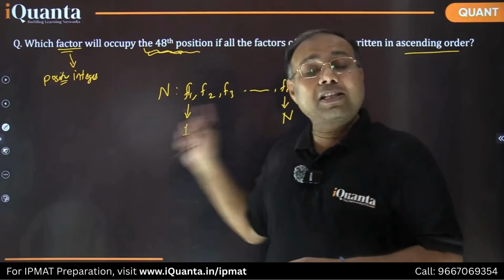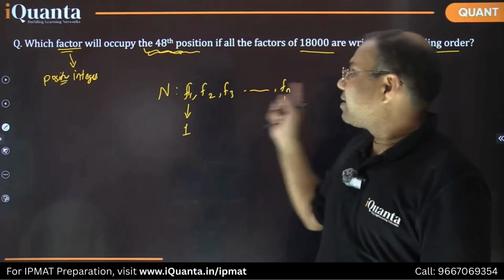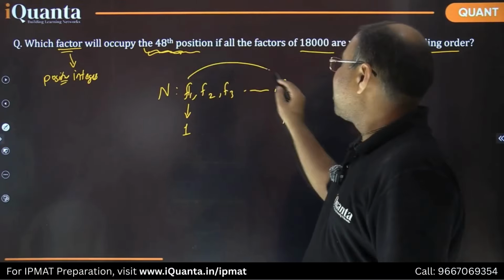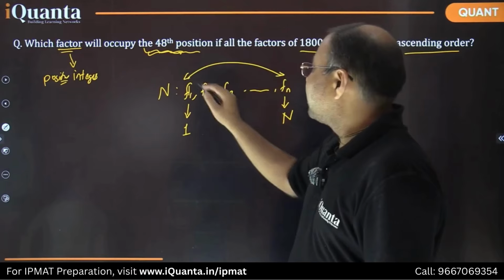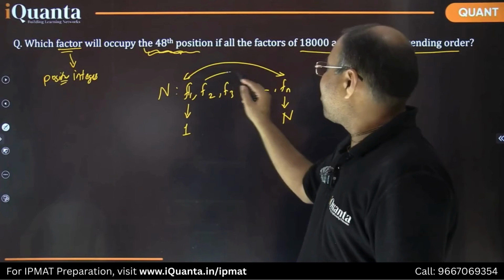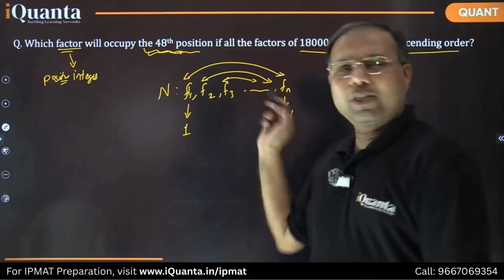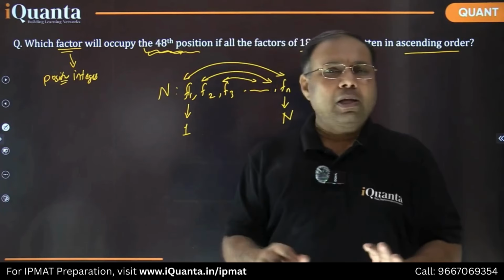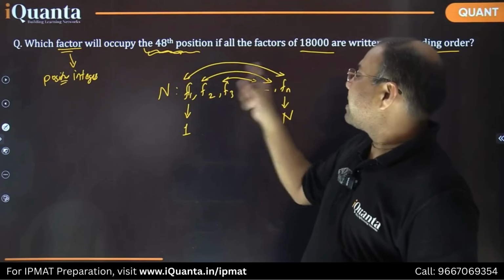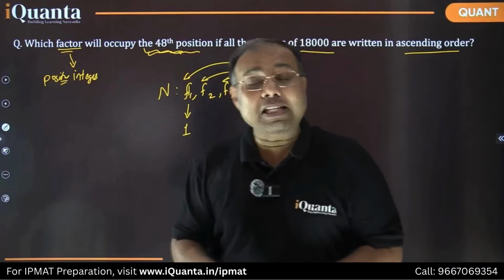Now why are we discussing this? Because to understand a very basic fact: all the factors always appear in pairs in such a way that the product of first and last, which is 1 into n, that is n only, will always be equal to the product of the second and second last, third and third last, and so on. So the product of each pair is always equal to the number.